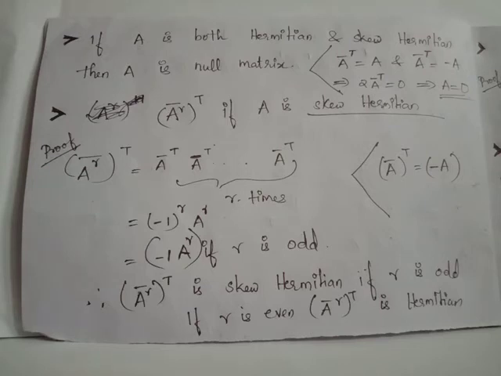Suppose that R is an odd value, then we have minus 1 the whole raised to R becomes minus 1 itself multiplied to A raised to R. Here we can observe the property A raised to R the whole conjugate transpose equals minus 1 into A raised to R. This is the property of skew Hermitian matrix. So when A is a skew Hermitian matrix and we consider A raised to R the whole conjugate transpose, we obtain A raised to R is skew Hermitian if R is odd.